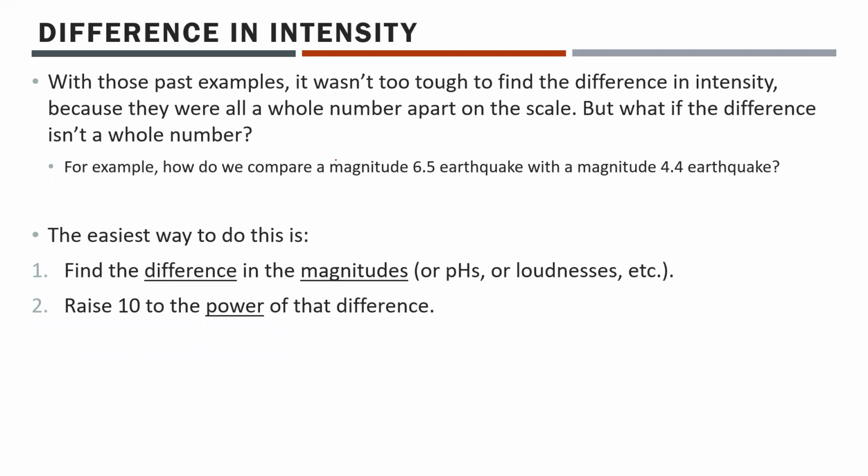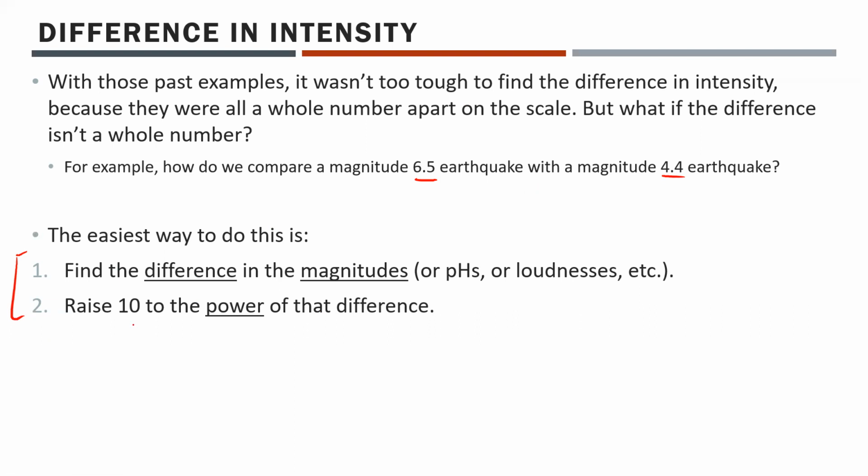So for example, how do we compare the magnitude 6.5 earthquake with a magnitude 4.4 earthquake? You know, that's going to be like a 2.1 difference there. That's not a whole number. We can't just add 2.1 zeros onto something. It doesn't make sense like that, right? Well, here's the easiest way to do this. And I was alluding to it earlier when we looked at that diploma question. This is usually my go-to strategy, no matter what kind of question I'm dealing with in an application of a logarithm. This is how I go about it.